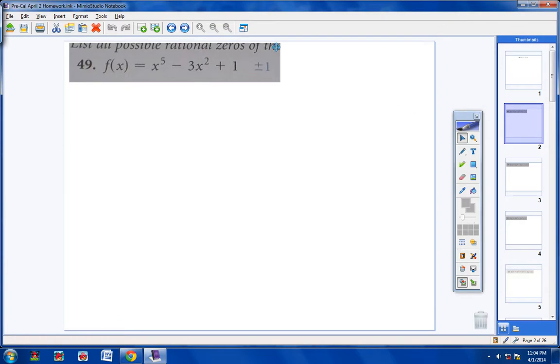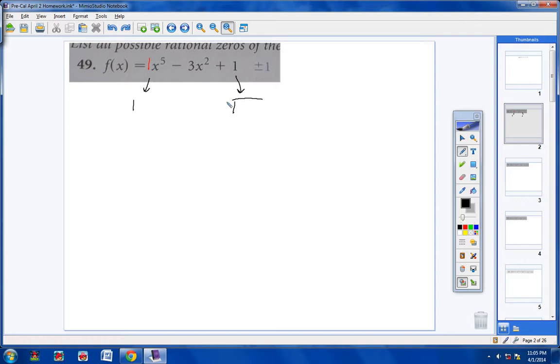Numbers 49 through 53, the directions say list all possible rational zeros of the function. So here we go. Step 1 says to make sure you've written the function in standard form, and we've done that. Next, you write out all the factors of your lead coefficient. Your lead coefficient is 1, and all the factors of 1 would be 1 times 1, and of course we do not need to write the 1 twice. Then you write out all of the factors of your constant term, which is a 1, and the factors of 1 would be 1 times 1, and you only need to write the 1 once.